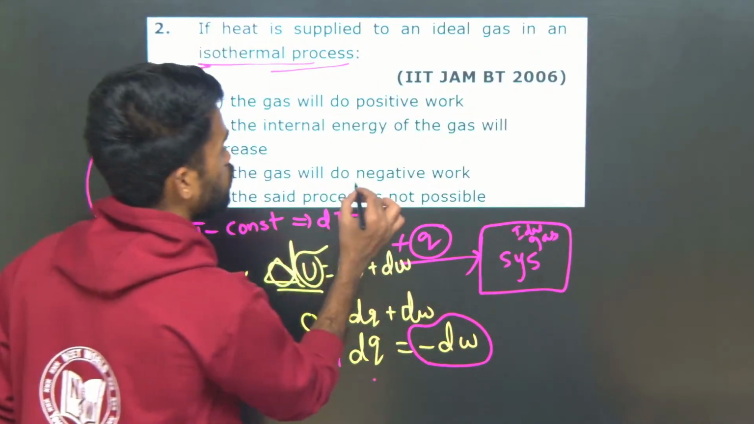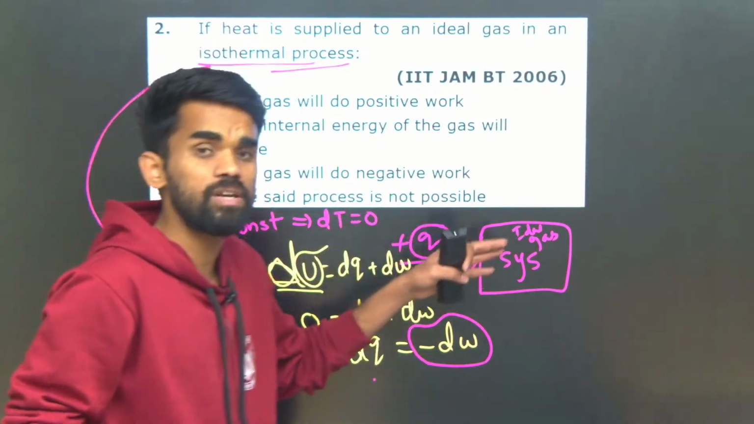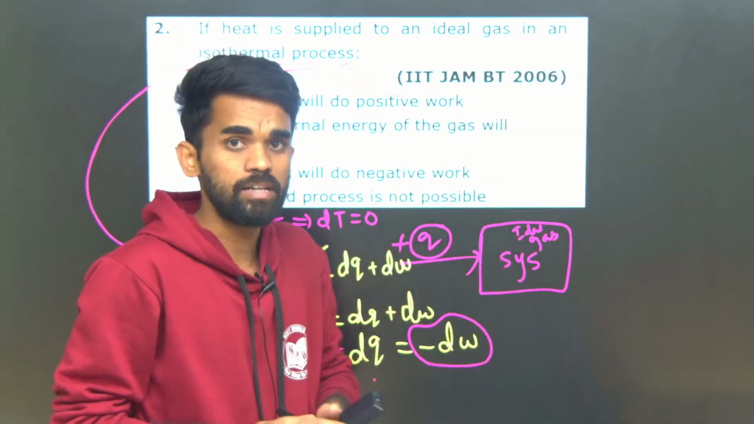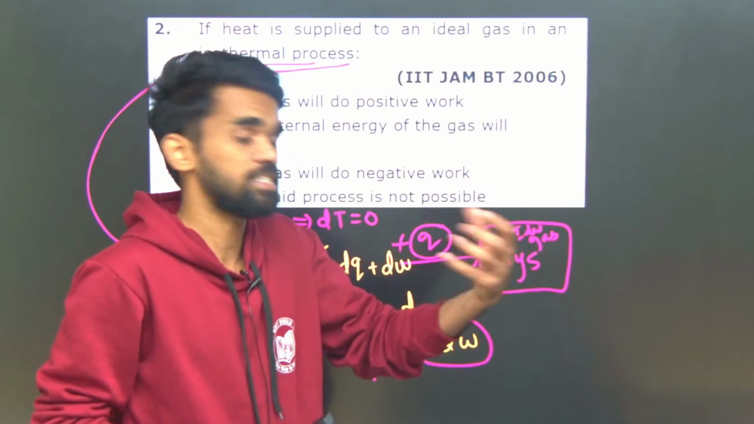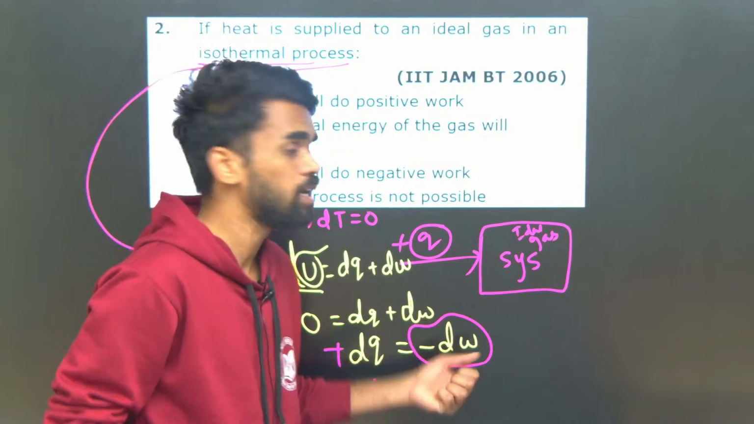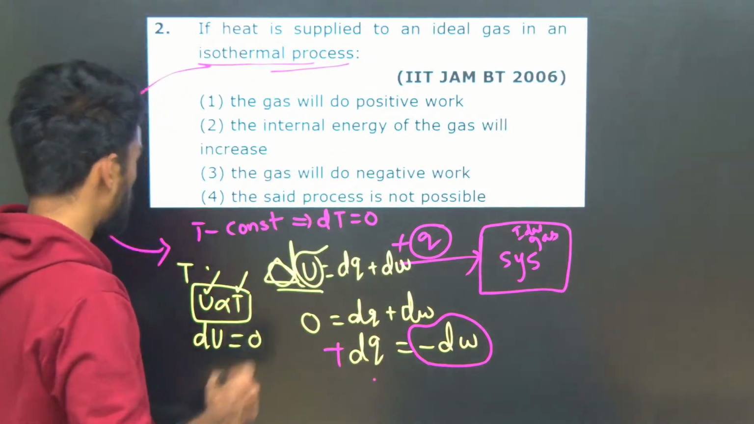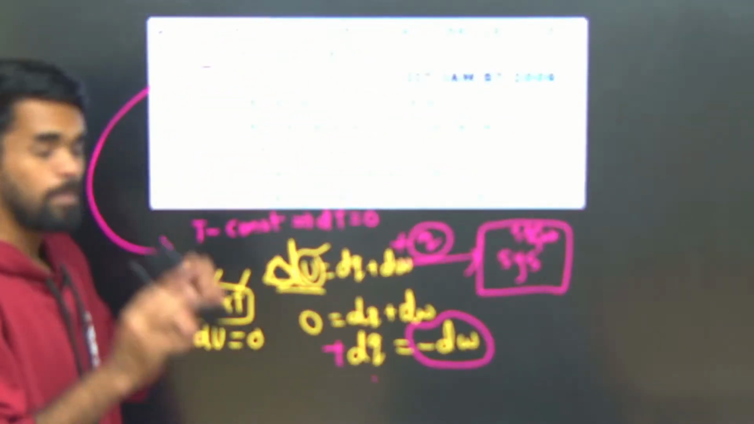Negative work means what? The system will be doing work here. It means the work done by the system should be indicated with a negative sign, or you can say negative work. So here you can say the third option will be the perfect answer.